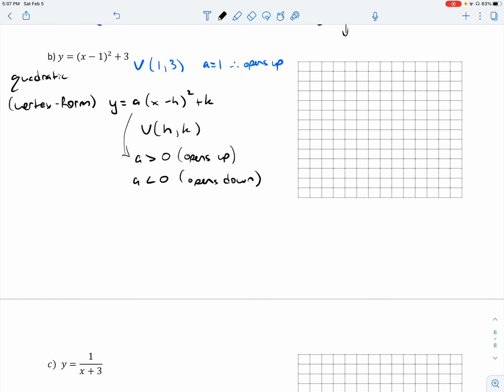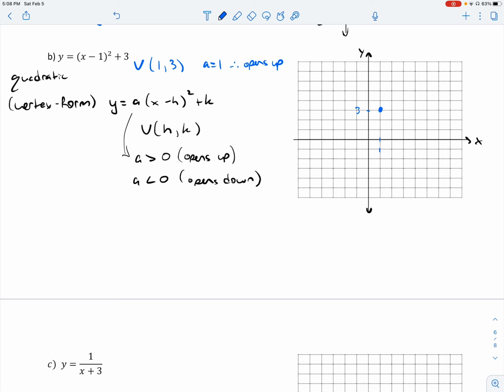So here we go. I'm just going to draw my axes going through here. There's the y-axis. And here is the x-axis. Okay, this vertex is at (1, 3), so that would be right here. There is 1 and there is 3. Okay, and this quadratic, because a is 1, I know it's going to open up. And I also know that there's been no stretches or compressions that have been applied to this. So it's going to look like my basic parabola shape.